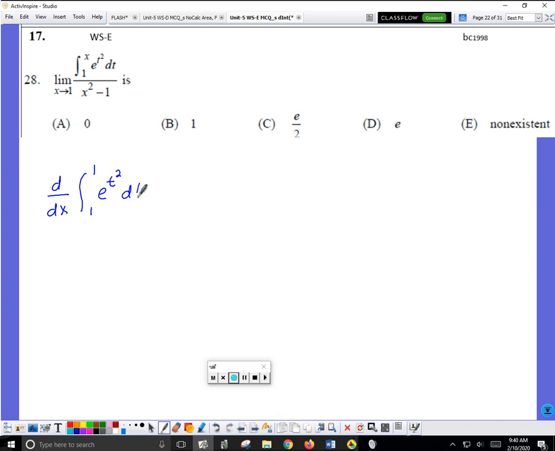Tonight's homework looks weird when you look through the packet, but if you just follow the rules, you'll find out that it's really pretty quick. Just follow the rules.